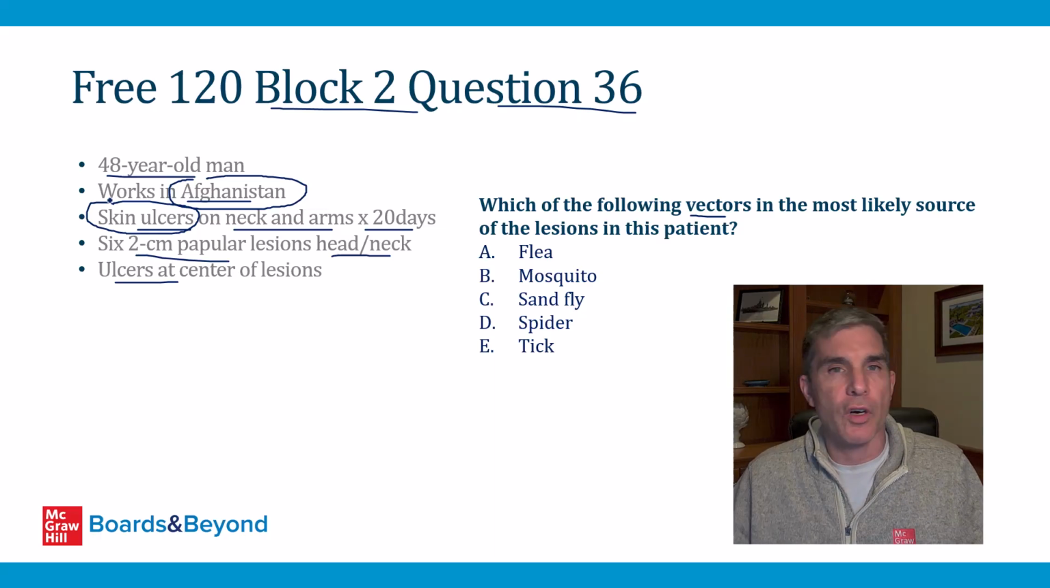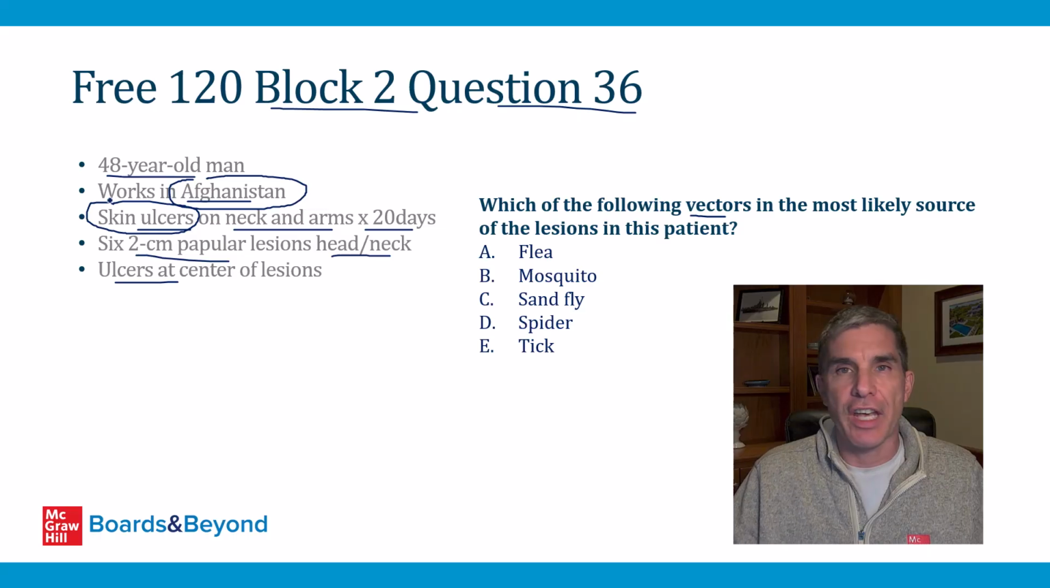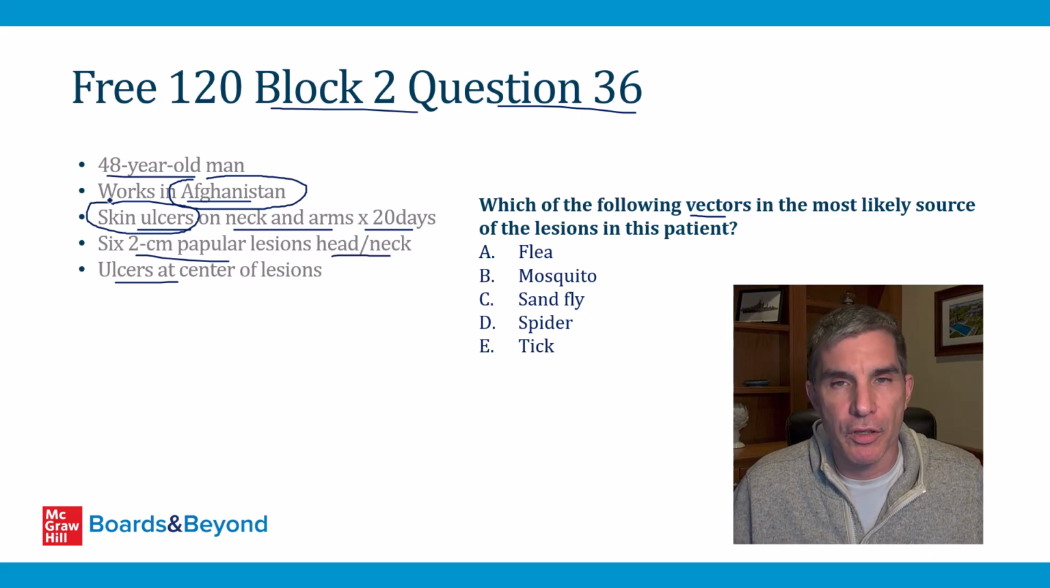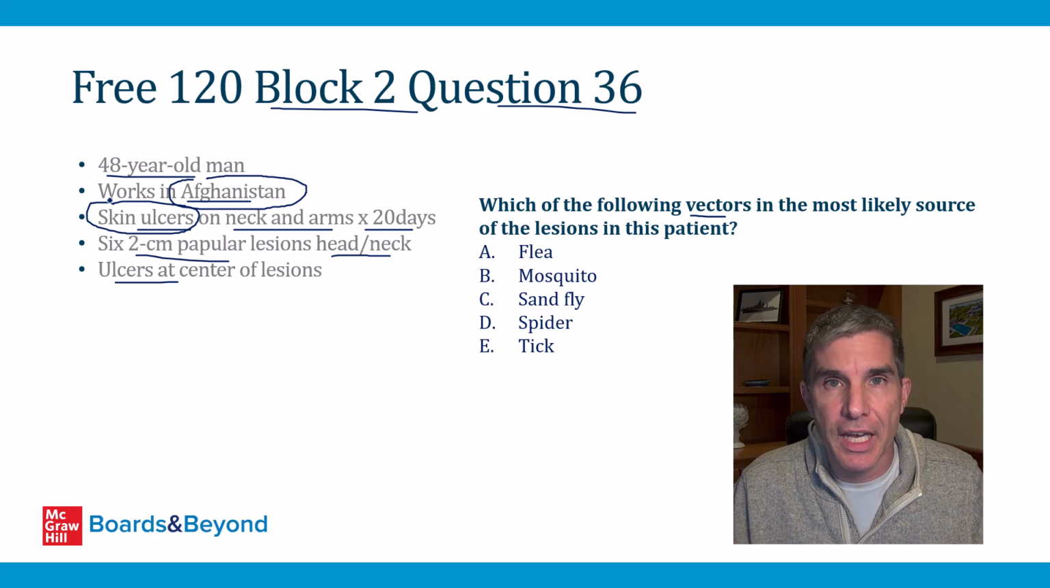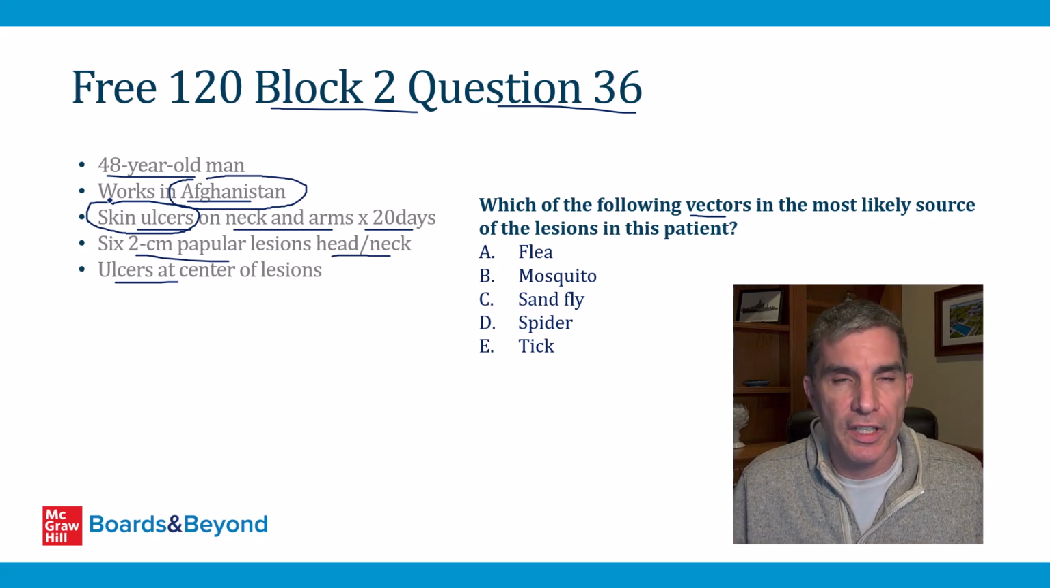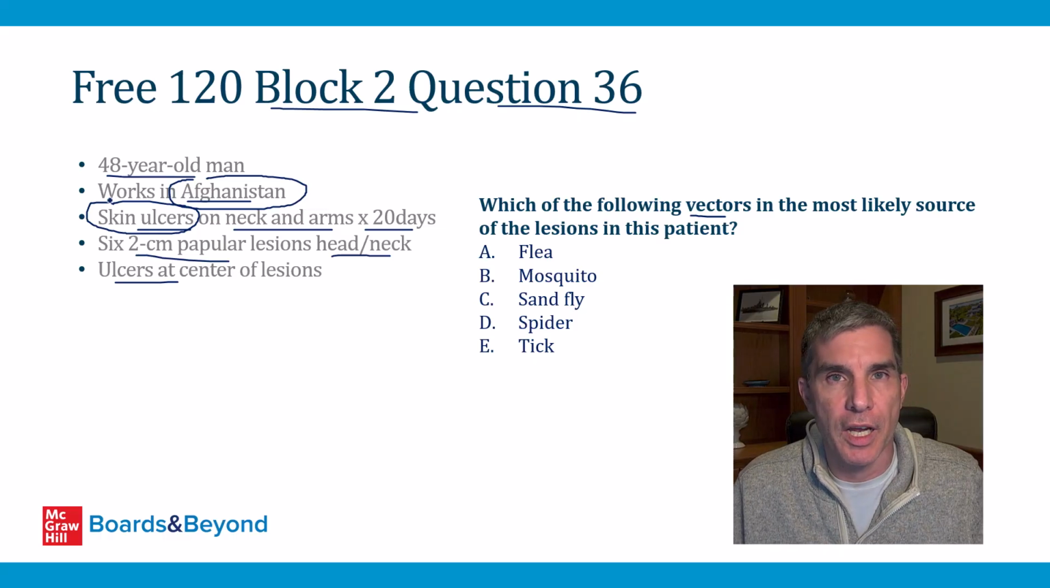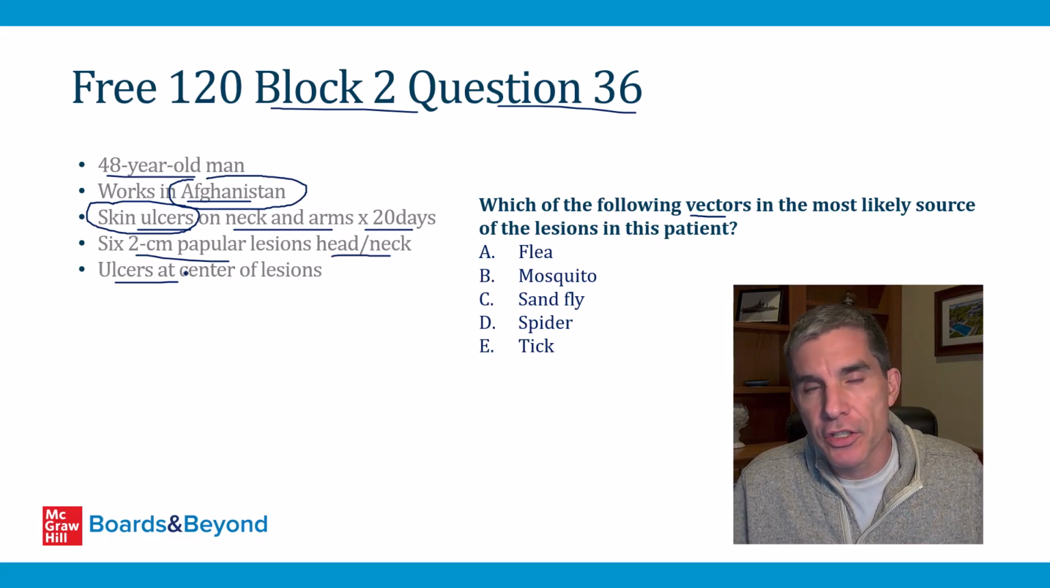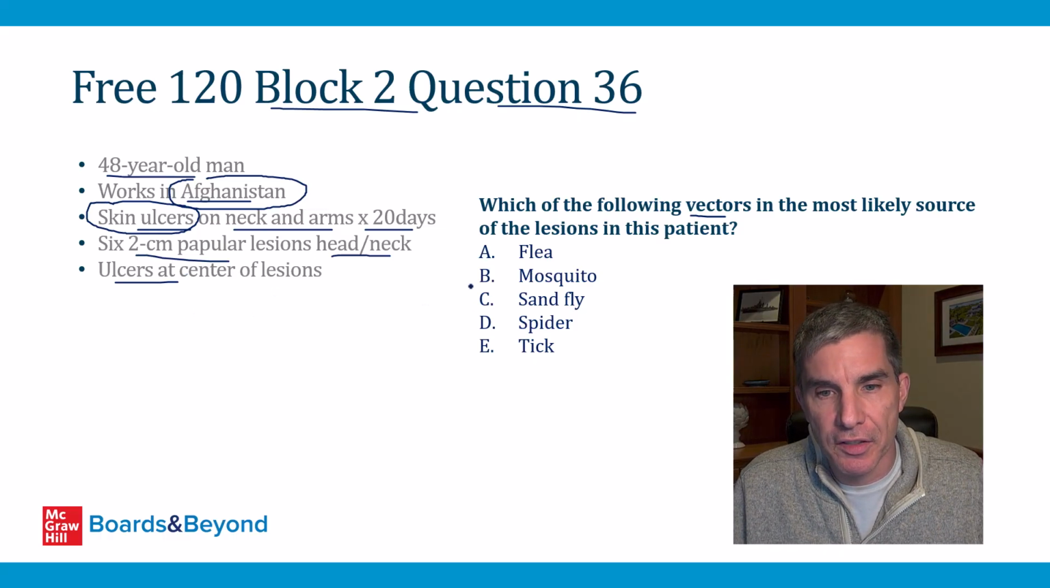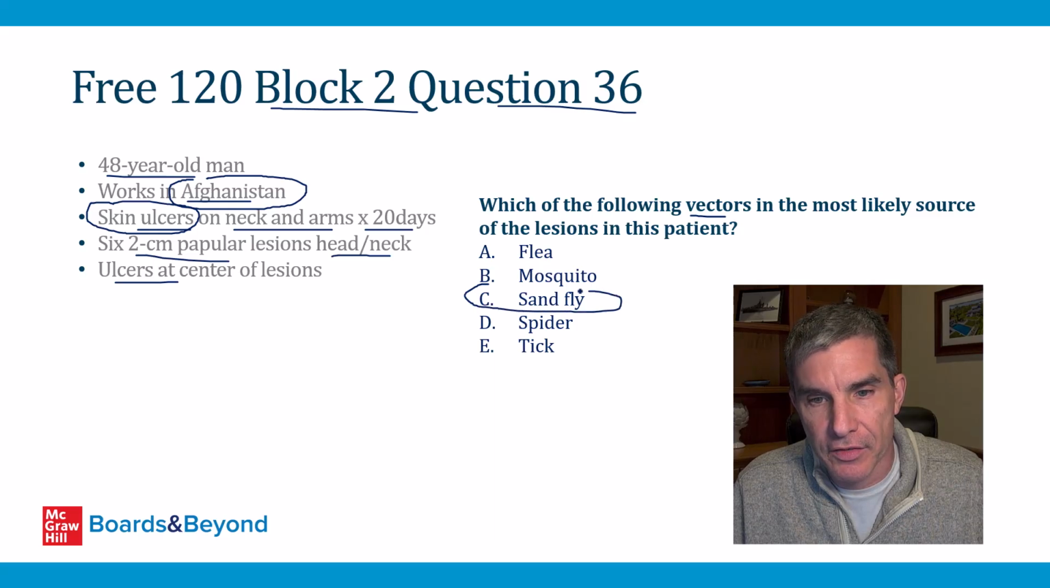So in a board question, it's always going to be someone who's been to Afghanistan or Syria or Saudi Arabia or some Middle Eastern country, and it presents with skin ulcers. When you have those 2 things together, a Middle Eastern country and skin ulcers, that's almost always the diagnosis, at least in the USMLE, is cutaneous leishmaniasis. And then once you recognize that, you just have to have memorized the vector of cutaneous leishmaniasis, and that is the sandfly, answer choice C.